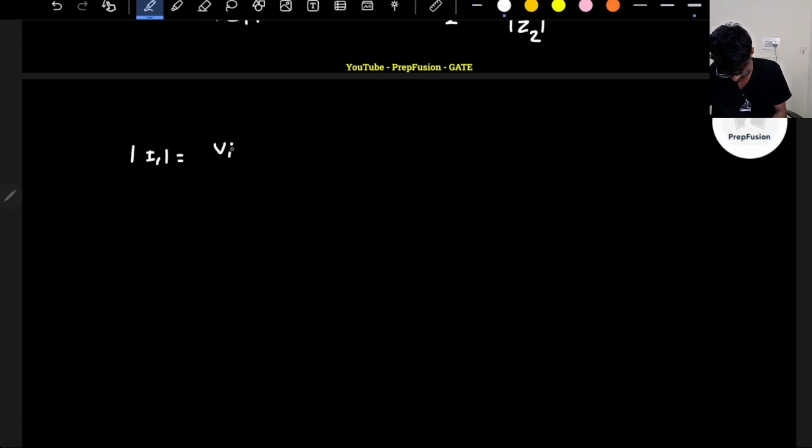Magnitude of I1 is equal to the magnitude of voltage V in upon the magnitude of the impedance Z1, and magnitude of I2 is the magnitude of the voltage V in divided by the magnitude of Z2.